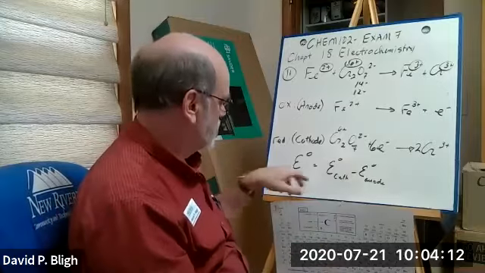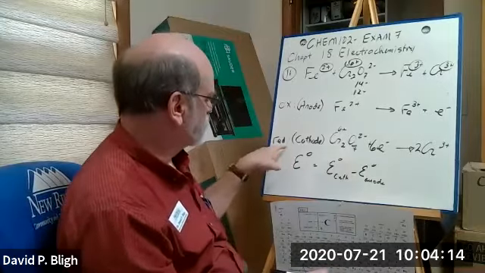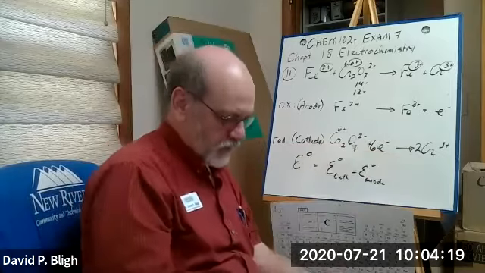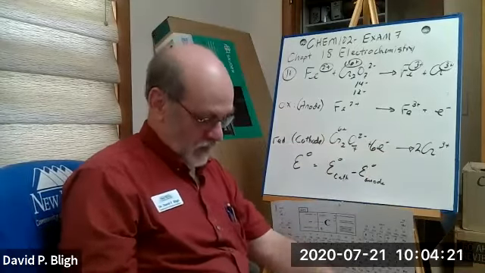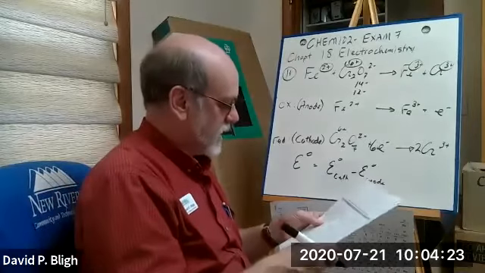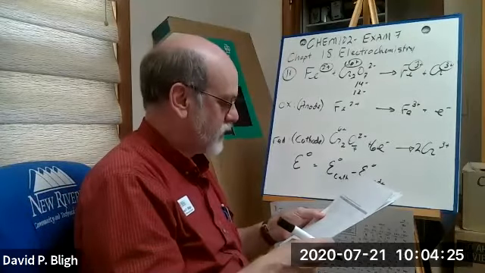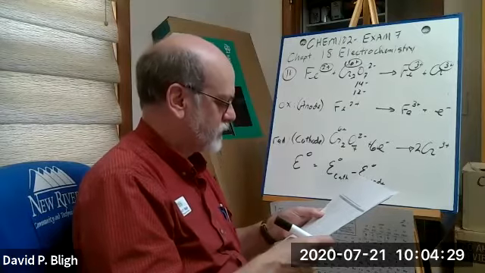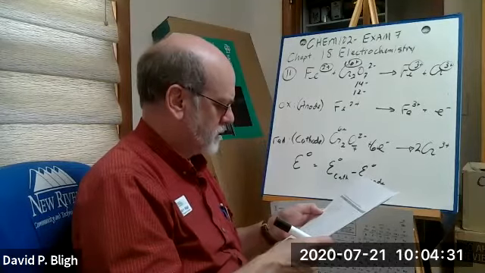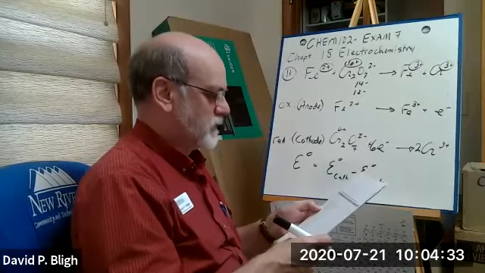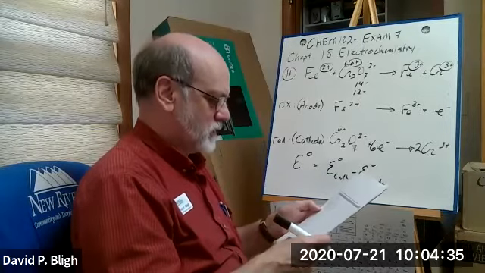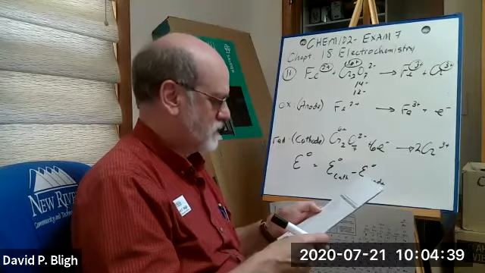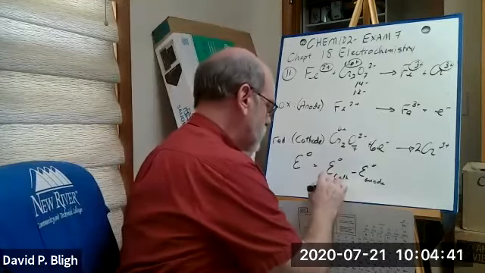So what's the reduction potential for the cathode? Dichromate to chromium 3 plus. Okay, so we look, dichromate to chromium 3 plus. Looks like it's 1.33 volts. Let me check myself. Be sure. Yes. 1.33.